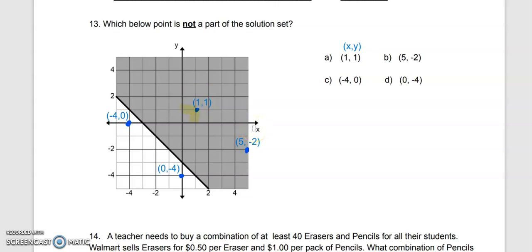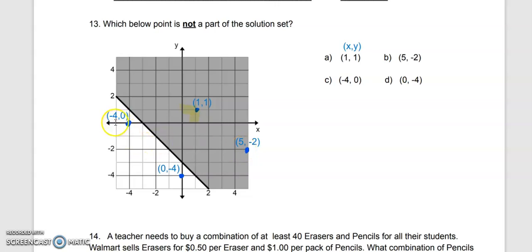The next point I have is going to be 5, -2. So that's going to be 1, 2, 3, 4, 5 on my x-axis, and then down 2, 1, 2 on my y-axis. So I get this point right here. And that's also in the shaded region, so it is a solution.